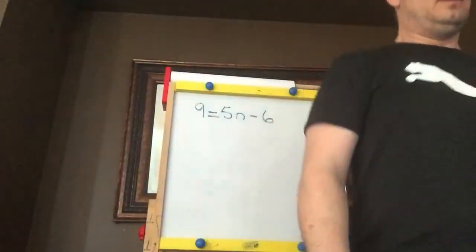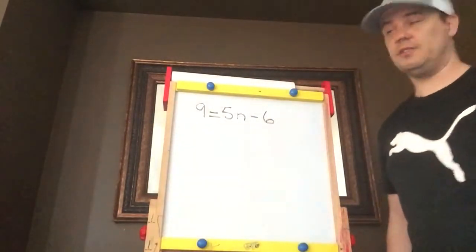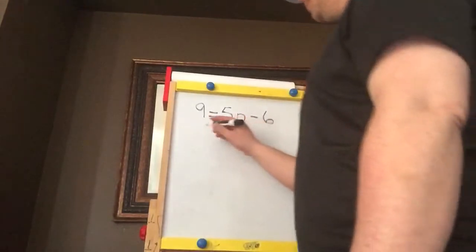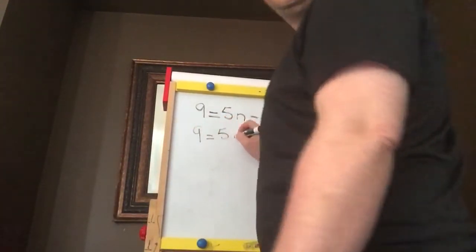Okay? Now Mark's checking to see if 3 is the answer. This is what Mark has done. Mark has substituted in for n, which is 3. And this is what he did here.